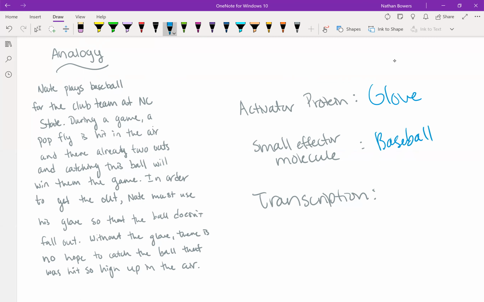Because the baseball binding to, or the glove catching the ball, which is representative of the binding between the activator protein and the small molecule, will allow transcription, which in this case is winning the game.